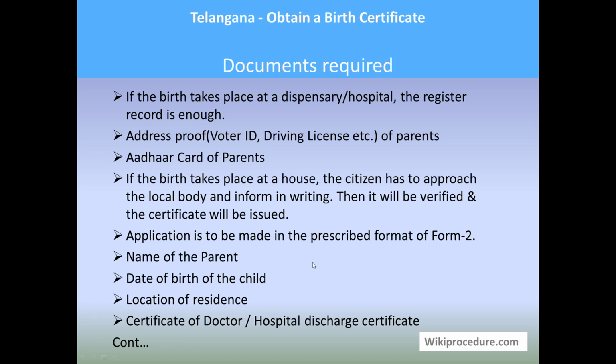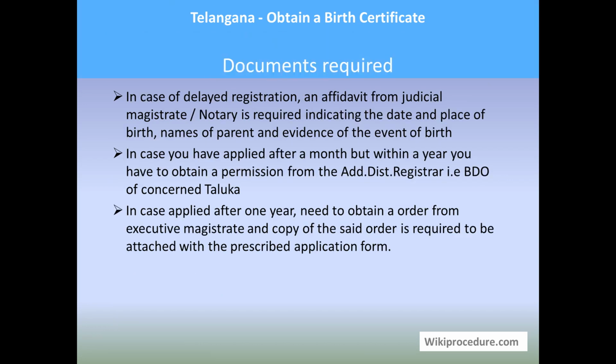Application is to be made in the prescribed format of Form 2. I will show it to you once the procedure for how to apply comes. The name of the parent, date of birth of the child, location of the residence, certificate of doctor or hospital discharge certificate or documents are required for this. Moreover, in case of delayed registration after birth, if they forget or don't have time, an affidavit from a judicial magistrate or notary is required indicating the date and place of the birth for registration, the name of parents, and evidence of the event of birth is also to be attached.